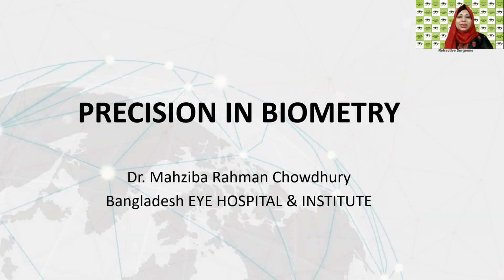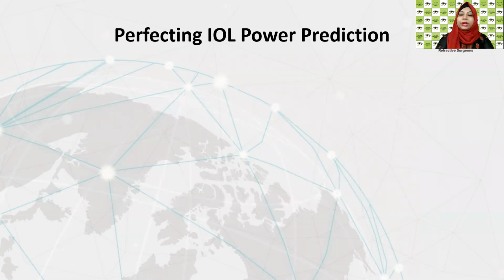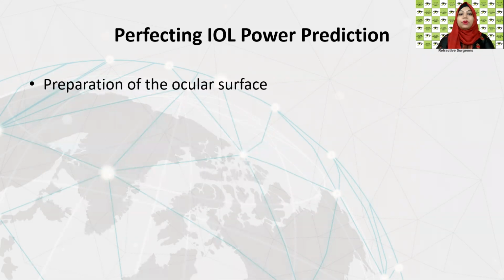Today I will be talking about precision in biometry, which is very much needed when we are going for premium IOLs. So, for perfecting our IOL power calculation, we need to keep a few things in mind. Number one, that we need to prepare our ocular surface for biometry and cataract surgery. Secondly, which machine we are using. And thirdly, what IOL formula we are using.